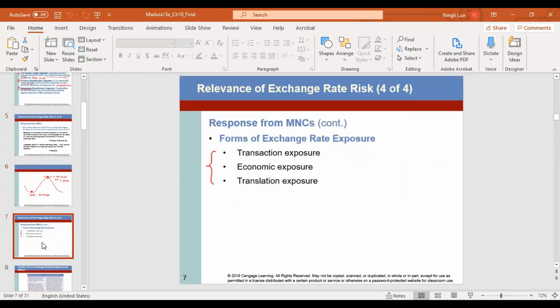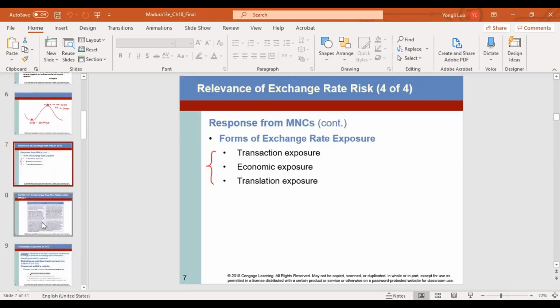The forms of exchange rate exposure include transaction exposure, economic exposure, and translation exposure.